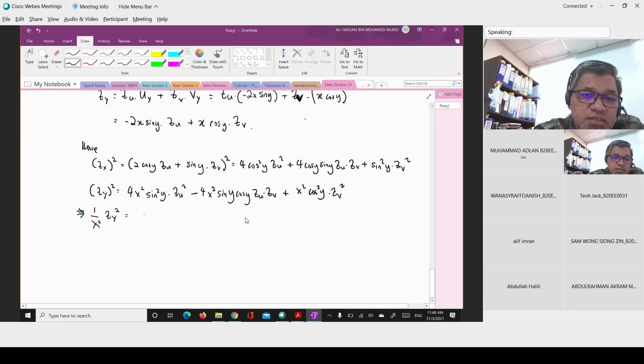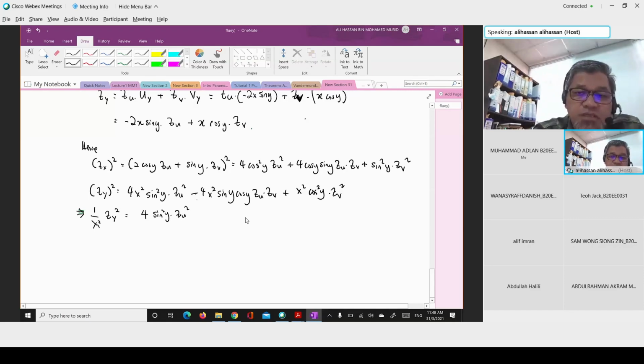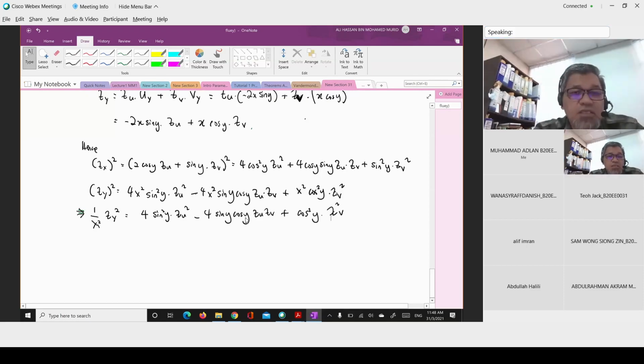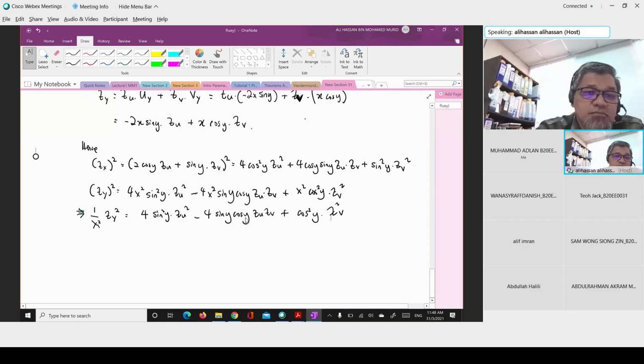So that gives 4 sine squared y z_u squared minus 4 sine y cosine y z_u z_v, plus cosine squared y times z_v squared. Okay, next we want to form the sum.